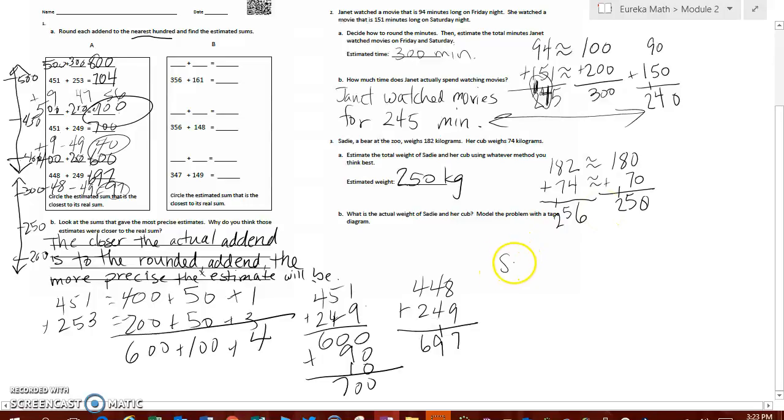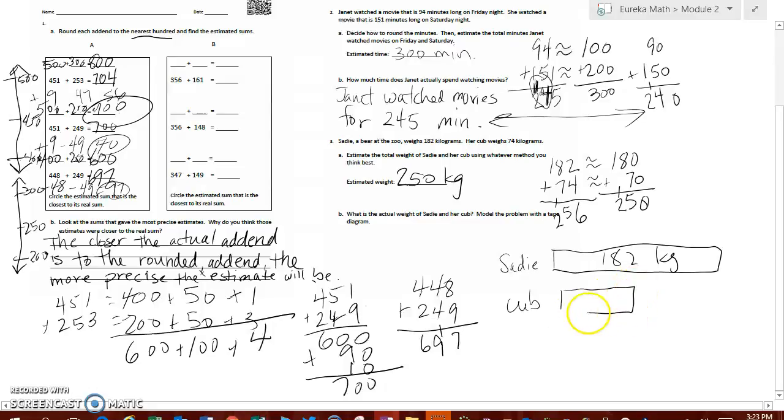Here is Sadie, and she is 182 kilograms. Her cub is 74, so I'm going to make that much smaller. And the question is, what are they together? Okay. So together, they weigh 256 kilograms. Okay.